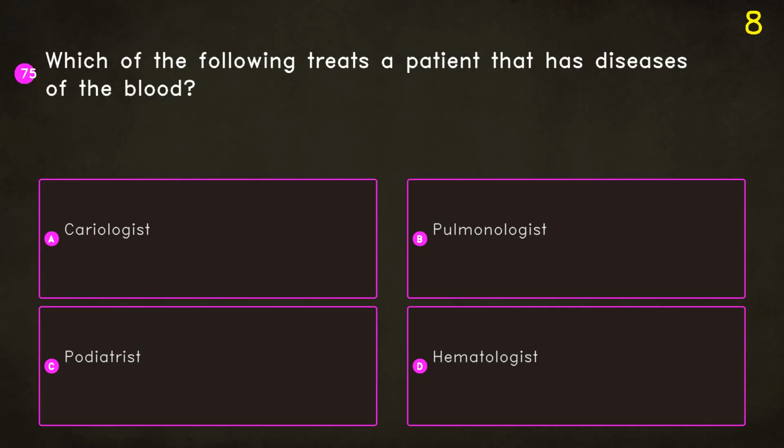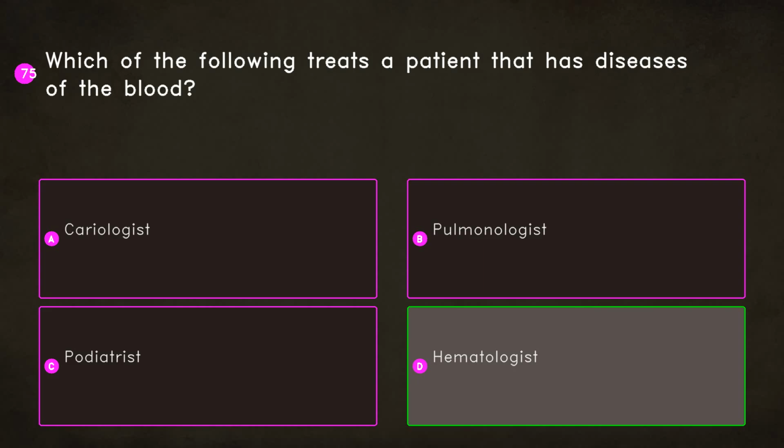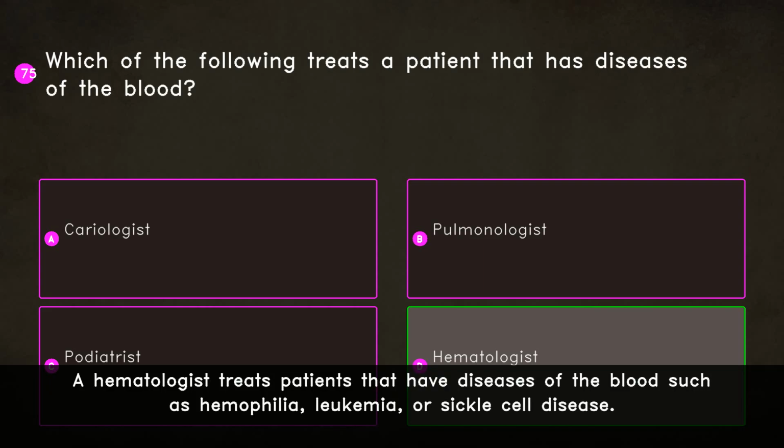Question 75. Which of the following treats a patient that has diseases of the blood? A. Cardiologist. B. A pulmonologist. C. Podiatrist. D. A hematologist. The correct answer is hematologist. A hematologist treats patients that have diseases of the blood such as hemophilia, leukemia, or sickle cell disease.